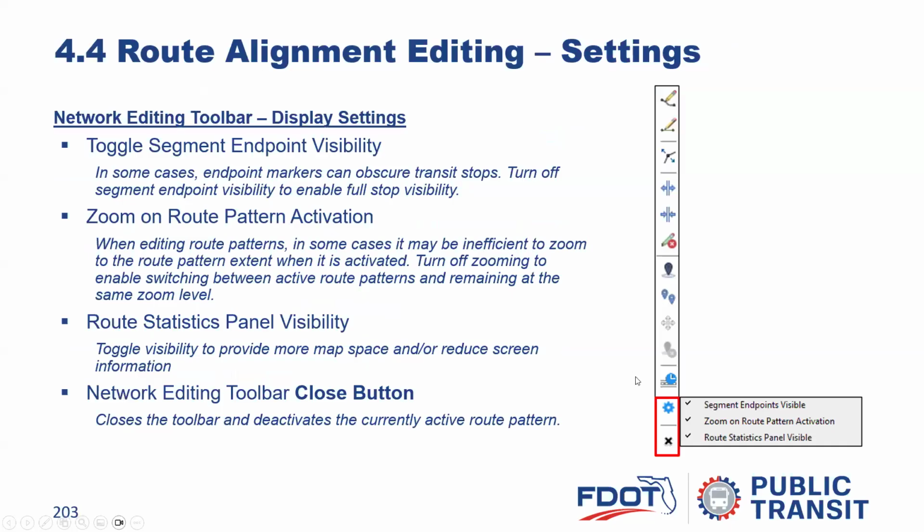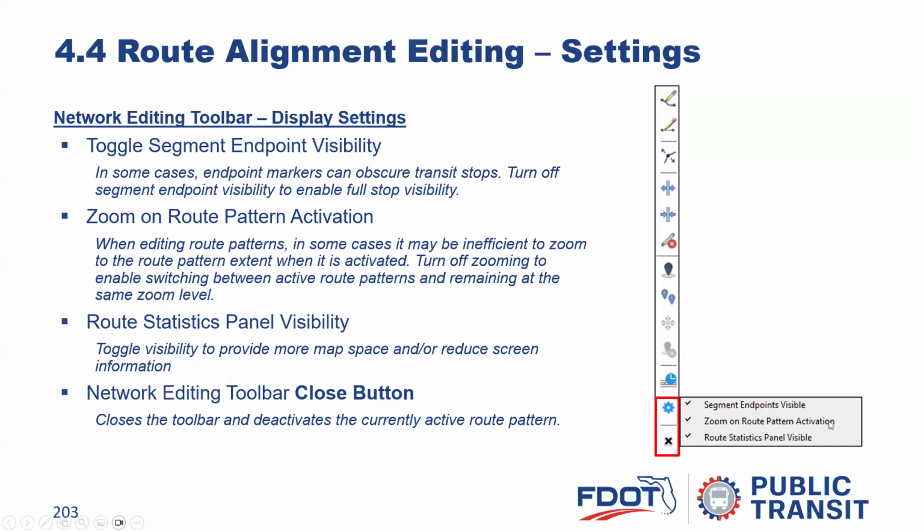Okay, some options here at the bottom end of our toolbar. We can set our segment endpoints visible. We can toggle that. And sometimes that's helpful because the endpoints of the segments, sometimes those markers overlap the stops and you can't see the stops. So it's helpful to toggle those sometimes.